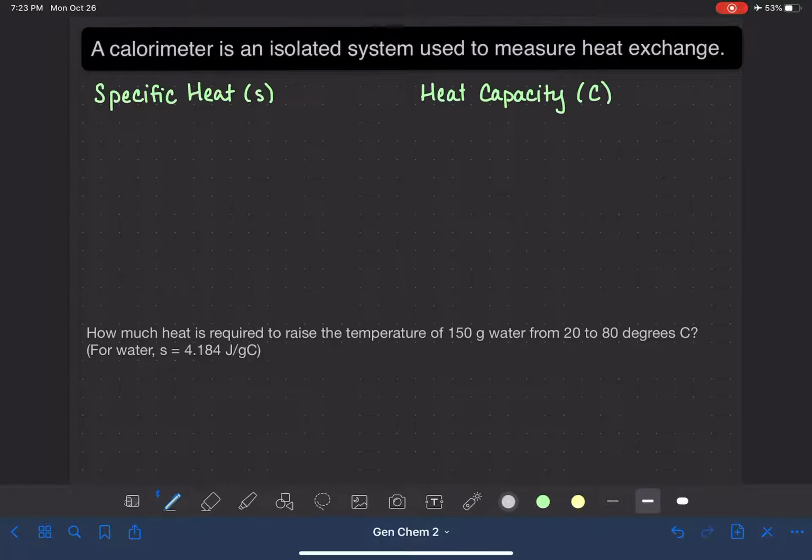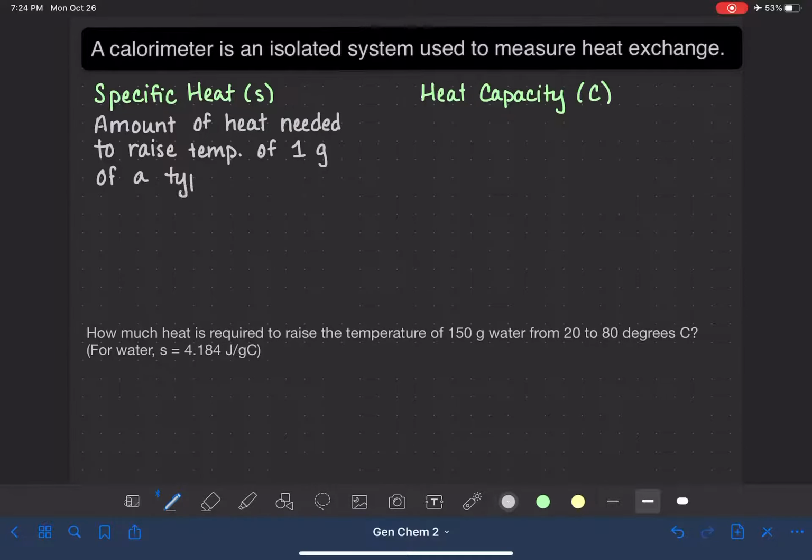Specific heat and heat capacity are two concepts that students a lot of times have a hard time distinguishing from each other. This is because they are very similar concepts. The specific heat is the amount of heat, and this is typically measured in joules or kilojoules. It is the amount of heat that is needed to raise the temperature of 1 gram of a type of substance by 1 degree Celsius.